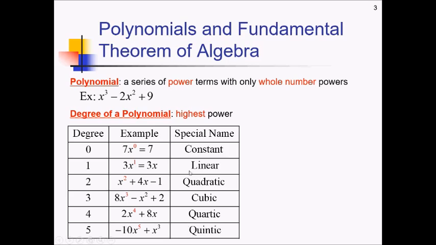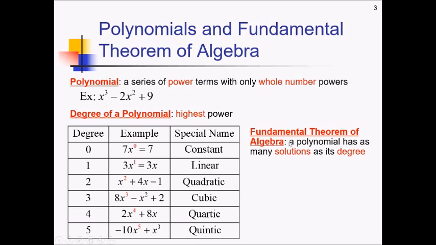Now, it's worth noting that you can also talk about the terms within polynomials using these special names. For example, this 8x in this quartic polynomial, we could say that this 8x is the linear term of this polynomial. So it gives us some flexibility to have these names. Now, there's somewhere else that this degree idea comes into play, and that's with something called the fundamental theorem of algebra. This basically says that a polynomial has as many solutions or roots or zeros or x-intercepts as its degree.